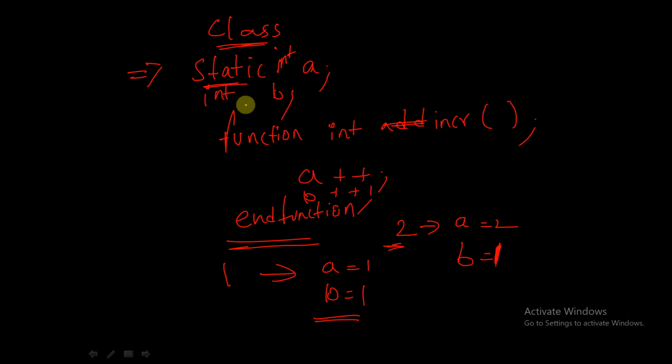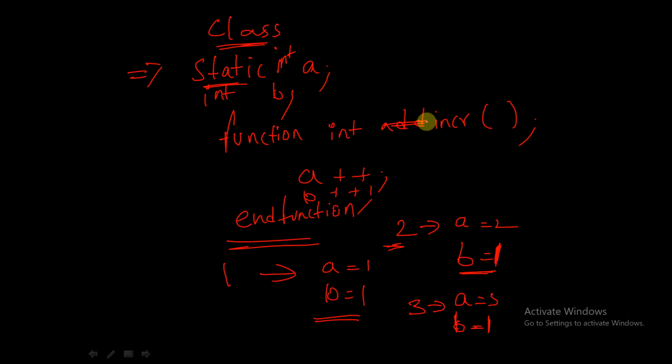Since b is not declared as a static variable, the same variable will not be used; a local copy will be created for the second function call, so the value of b will be 1. And if we call the function for the third time, the value of a will be 3 and the value of b will be 1 itself. So this is how static properties work inside a normal function also.